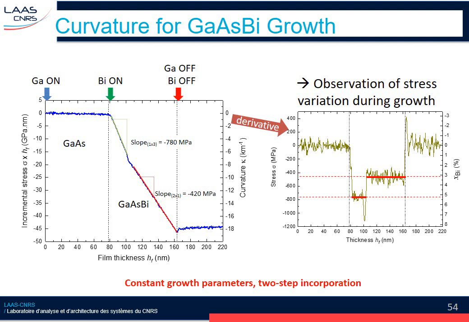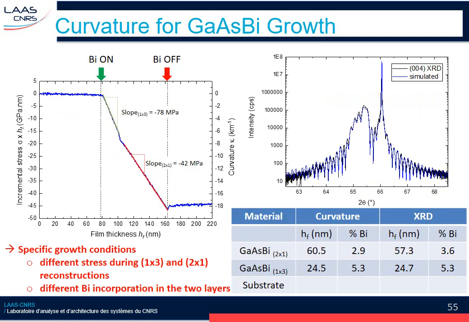And now, as we noticed already, there are two different slopes. If you differentiate this signal, you will see two different plateaus that you can attribute to two different stresses, so two different bismuth contents. So from the curvature data, we can deduce two different concentrations, so there are two layers with different concentrations and different thicknesses also. We can deduce the relative thickness of these two layers because we know the transition between the two.